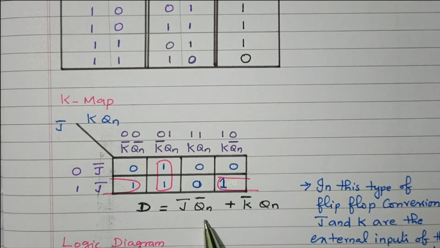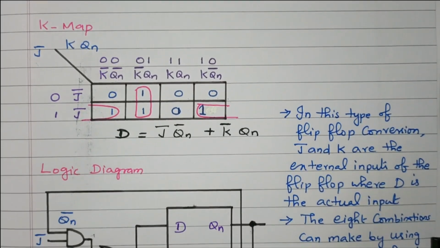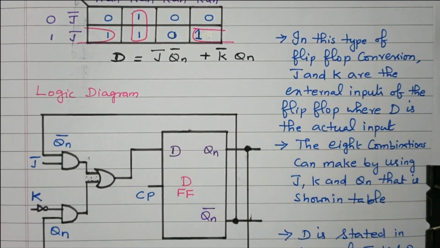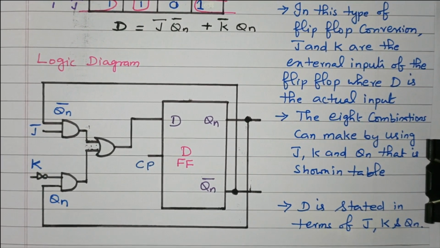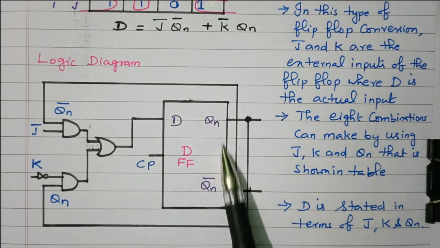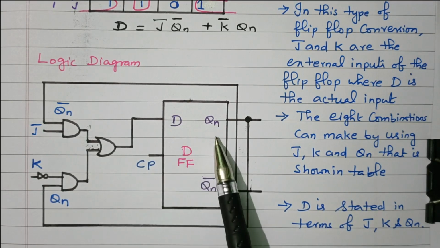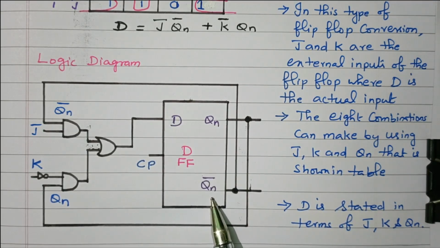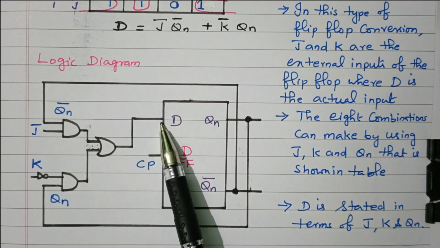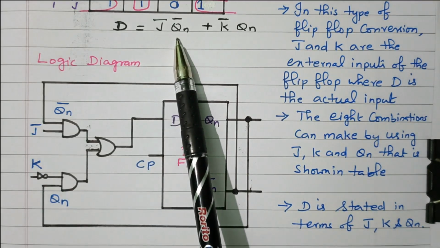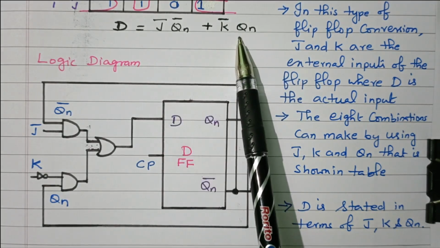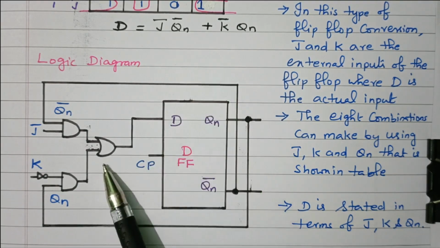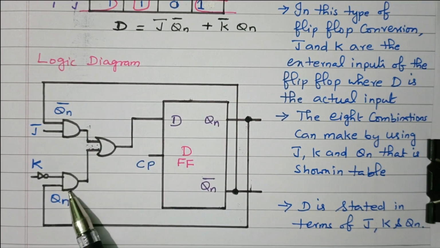Now we need to implement this logical expression in the logic diagram so that we can convert D flip-flop into JK flip-flop. Now we'll see the logic diagram. So this is the logic diagram available. It's a D flip-flop. D input, clock input, Qn output, Qn bar, complement of output. Right. What is the D input? We need to give J, Qn bar plus K bar, Qn. So here we need one AND gate. Here we need one AND gate and both are added by one OR gate. So here one OR gate is there, 2 AND gates are available.